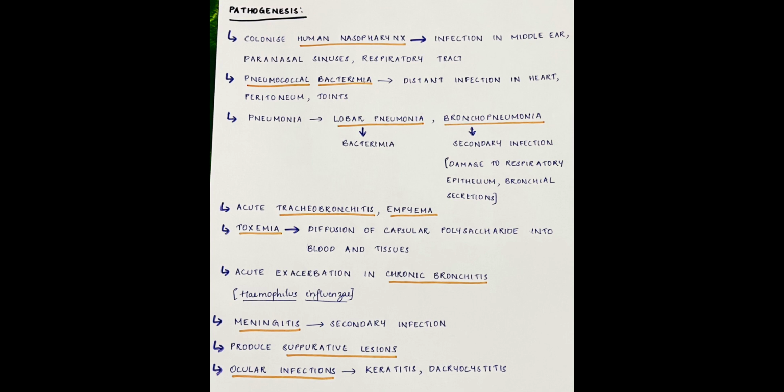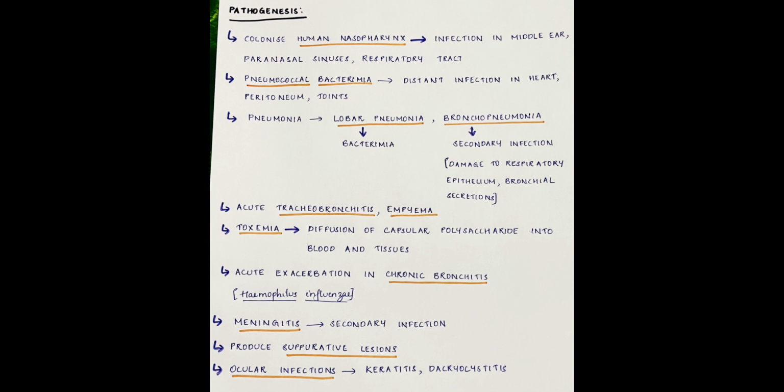Pathogenesis. Streptococcus pneumoniae colonizes the human nasopharynx and may cause infection in the middle ear, paranasal sinuses and respiratory tract by direct spread. Pneumococcal bacteremia may also lead to distant infections in the heart, peritoneum or joints. The peritoneum is a thin transparent membrane that lines the abdominal cavity. Okay? And Streptococcus pneumoniae is one of the most common bacteria causing pneumonia, both lobar and bronchopneumonia.